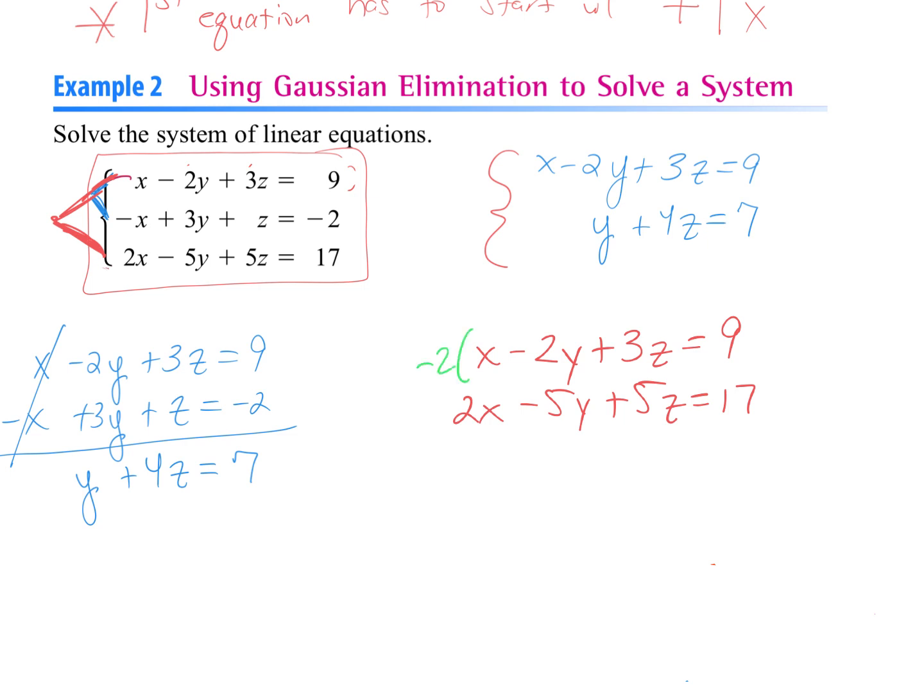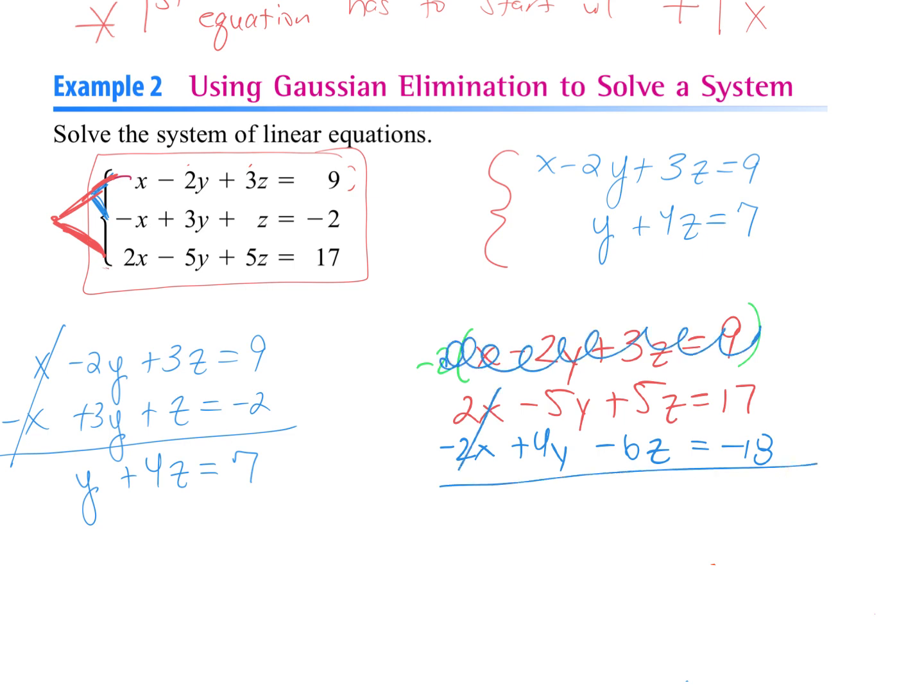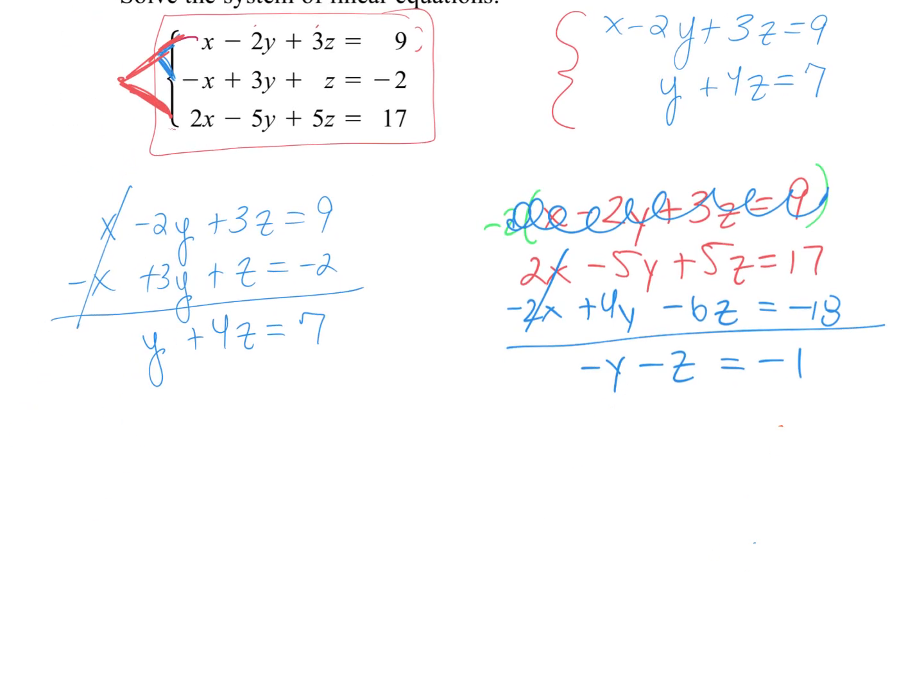What would I have to multiply the top by to make my x's cancel? Negative 2, okay, throughout the entire equation. So this becomes negative 2x plus 4y minus 6z equals negative 18. Does everybody agree? Okay, so this is no longer here. And now when we combine, that cancels. I have negative y minus z equals negative 1. Agreed? All right, well, I wanted my third equation to just have one variable. What do you think I could do with these two right here?